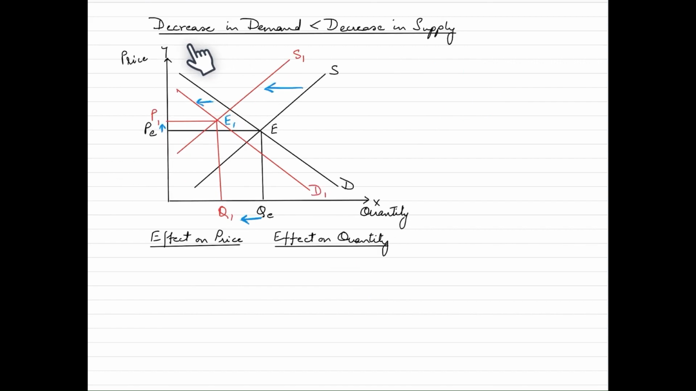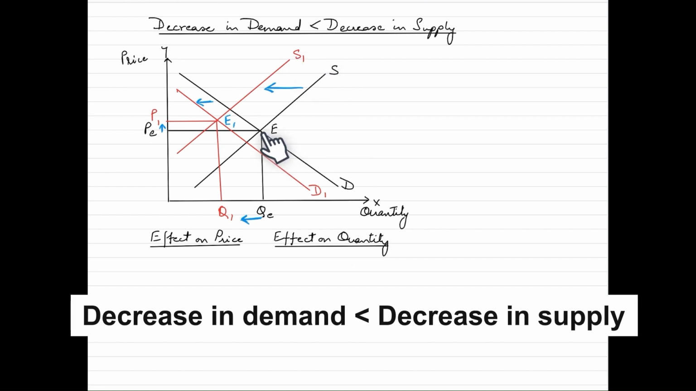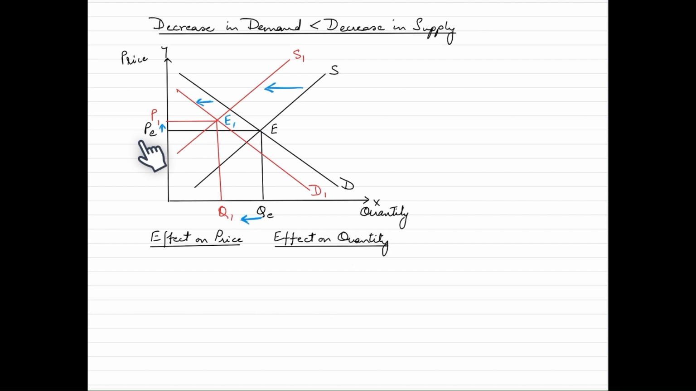So this is a scenario where decrease in demand is smaller than the decrease in supply, and it's evident because the physical distance between the demand curves and the supply curves indicate that. The decrease in demand from D to D1 is smaller as compared to a decrease in supply from S to S1. E is the initial equilibrium. Corresponding to it, we have the equilibrium price at PE and equilibrium quantity at QE. When the two new demand and supply curves intersect at point E1, we can see that the price has gone up and the quantity has gone down.